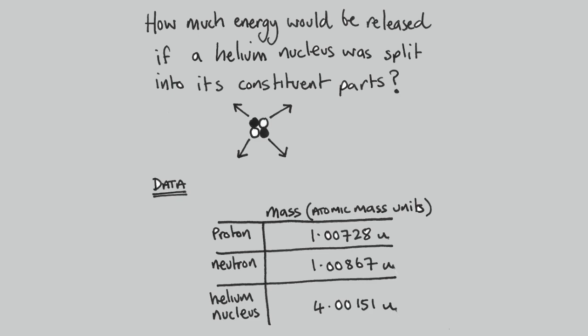So any question like this would have to give you some data. This question tells you that the proton has a mass of 1.00728, the neutron 1.00867, and the helium nucleus itself, which you should know is made of 2 protons and 2 neutrons, has a mass of 4.00151 U. So really all we have to do is work out what the mass of 2 protons and 2 neutrons is and compare it with the mass of the helium nucleus and see what the difference is.